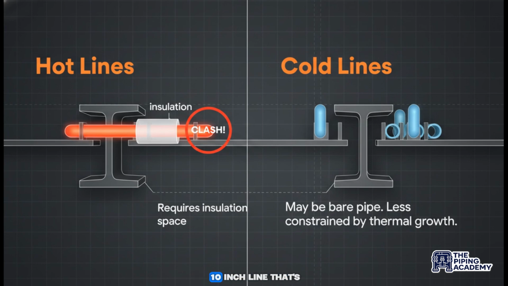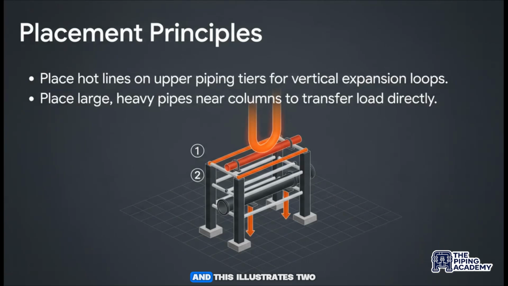Think about it. A 10-inch line that's operating at 400 degrees Celsius might have 100 millimeters of insulation wrapped around it. If you place that line right next to a bare pipe without accounting for that insulation thickness, the pipes are going to clash in the field during construction. It's a guaranteed problem. And this illustrates two other key placement principles.